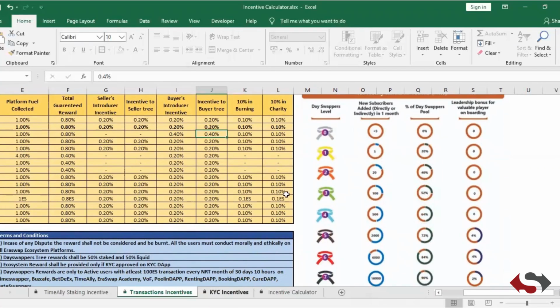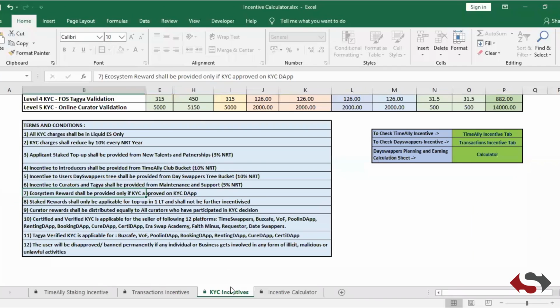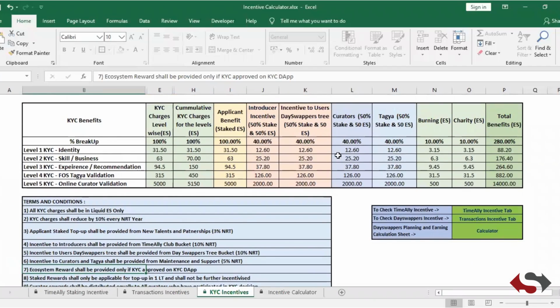Okay, so now I'm just coming on to the KYC incentives. As you can see, this is a chart for that. Here you can see that there are 5 levels of KYCs, and to receive the payout, you at least need to do the first level of KYC, have an identity.